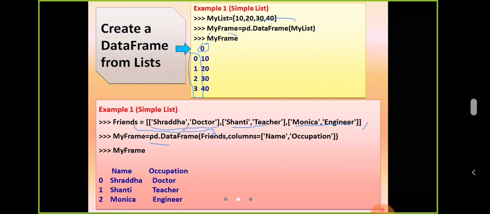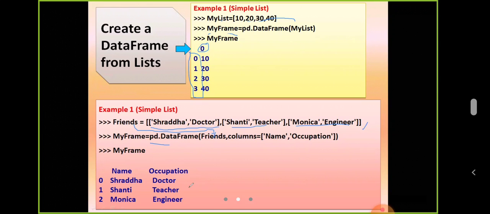It means when I am using the nested list here, that many nested lists I have used inside the main list, that many records will be formed in the frame. If I am using 3 lists inside the main list, inside the outer list, it means 3 records will be formed. Shraddha, doctor; Shanti, teacher; Monica, engineer.